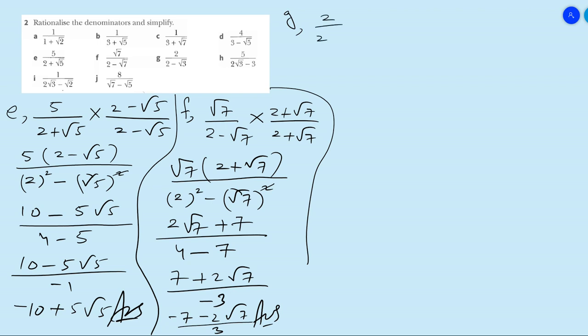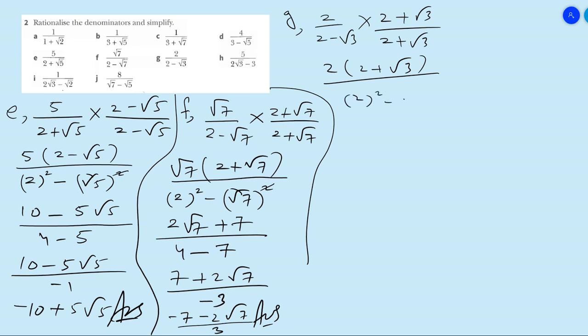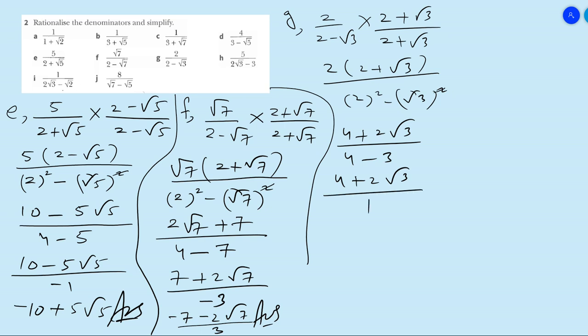2 upon 2 minus root 3, multiply by 2 plus root 3 upon 2 plus root 3. 2 multiplied by 2 plus root 3 upon 2 square minus root 3 square. 2 twos are 4, 2 into root 3 is 2 root 3, upon 2 square is 4, square and root cancel, 3. 4 plus 2 root 3 upon 4 minus 3 is 1, and writing 1 in the denominator is not necessary. So the final answer is 4 plus 2 root 3. This is the answer of part G.